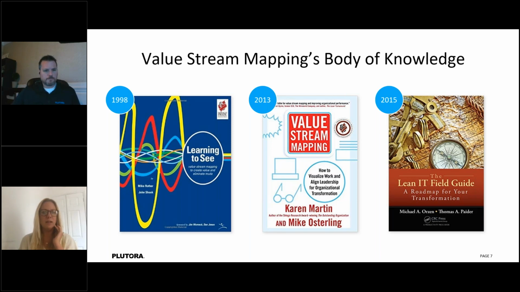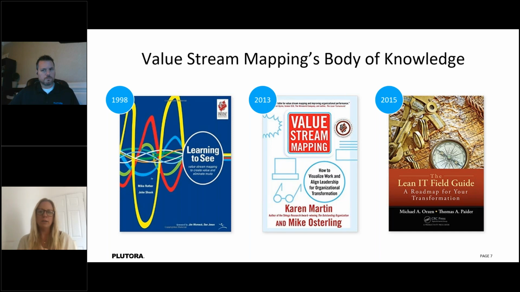And then that led to Karen Martin and Mike Osterling producing their value stream mapping book in 2013. And if you look at any of the videos with Karen in particular talking about why they wrote that book, what they wanted to do was translate Mike Rother's work, which was very manufacturing centric, to an enterprise industry agnostic model where people could use the value stream mapping tools and practices but apply them to, I don't know, healthcare. So for example, it's very popular to use it in hospitals and things like that. It's also popular in food delivery. So they made it more horizontal.